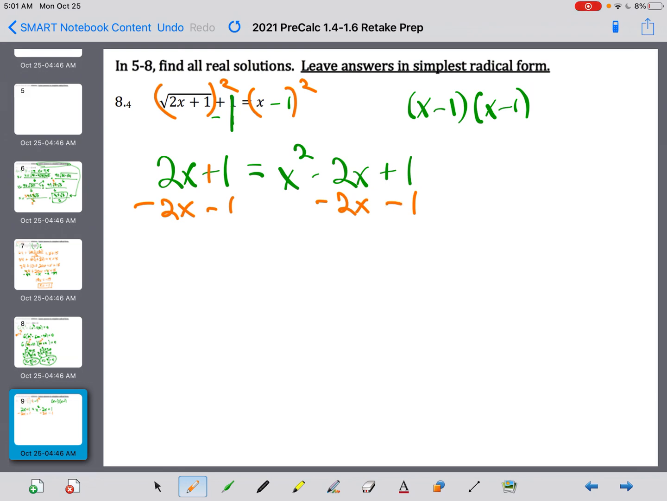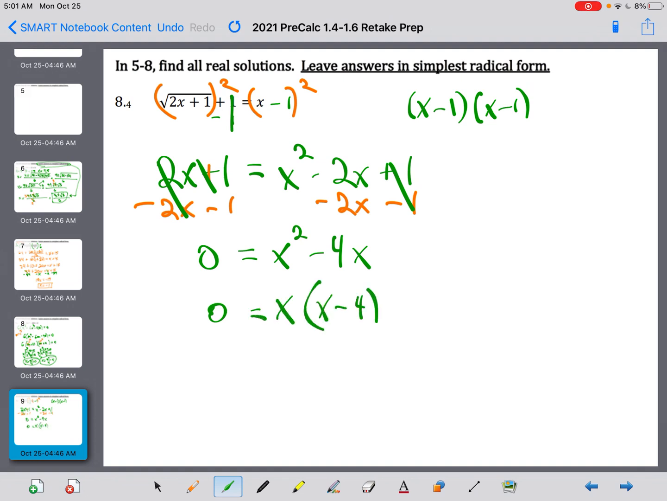Okay. So these cancel, these cancel. We do want to get 0 by itself, so it follows the quadratic-y stuff there. And this cancels. So this is an easy factor here. And now our zero product property says x equals 0, or x equals 4. So now when we do these, we have to test these back into the original here.